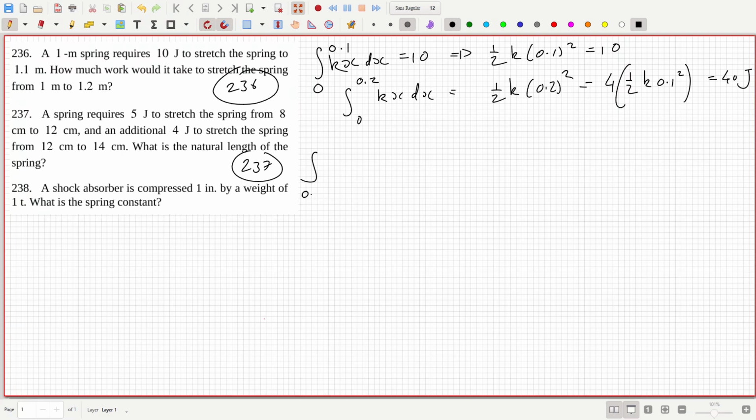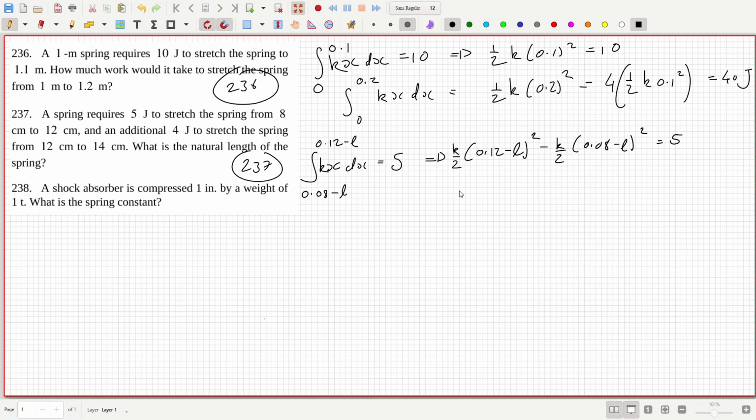So that would be the integral from 8 minus L to 12 minus L of kx dx. That's 5. So what that means is 0.12 minus L. So integrating that, it's the usual story, k over 2 x squared. So that would be k over 2, 0.12 minus L squared, minus k over 2, 0.08 minus L squared. That's equal to 5. Now that by itself is not enough.